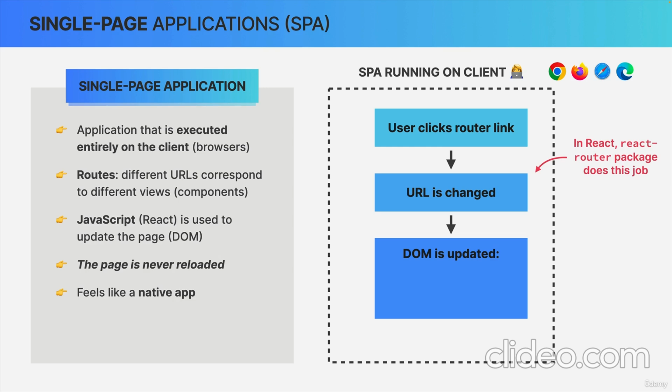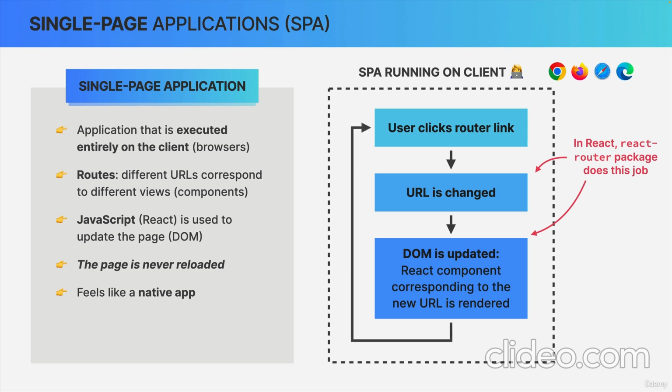Now, going back to React, whenever the URL is changed, React Router and React itself will update the DOM by simply rendering the component that corresponds to the new URL. And then, of course, the whole cycle can be repeated as many times as necessary. So each time the user keeps clicking on a router link, that will change the URL and the component that's being displayed on the screen, all without reloading the page.